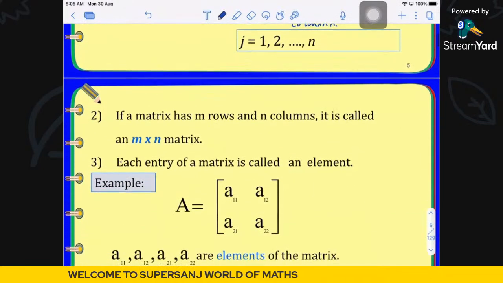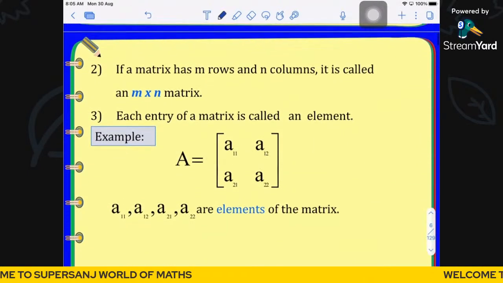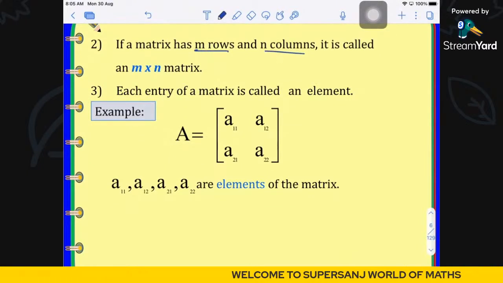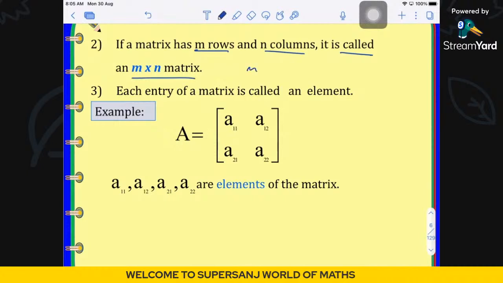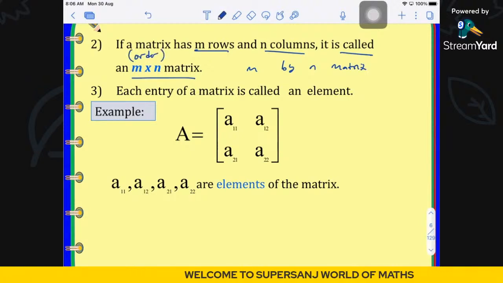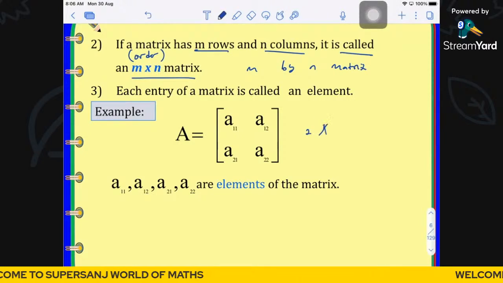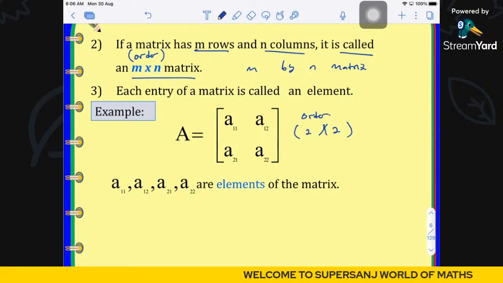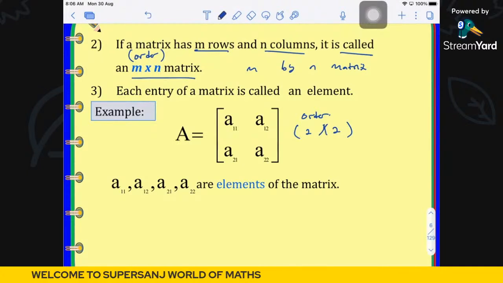If a matrix has m rows and n columns, then it's called an m by n matrix. This m by n is also known as the order of the matrix. So let's say we have 4 elements over there, 2 rows, 2 columns, then therefore this will be a 2 by 2 matrix, or the order is 2 by 2. And we have 4 elements over there. The elements are A11, A12, A21, A22.